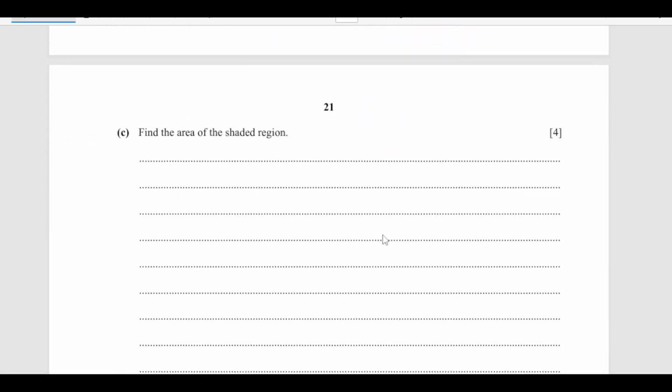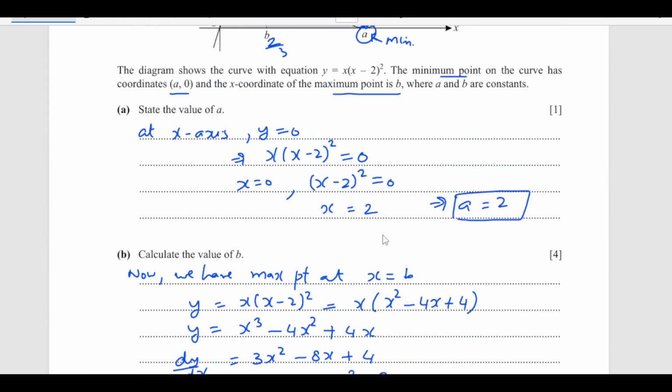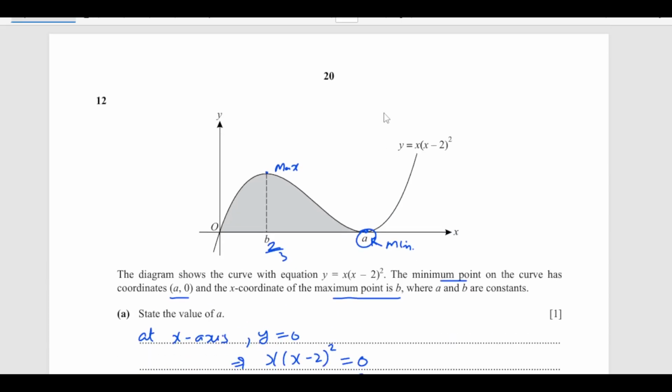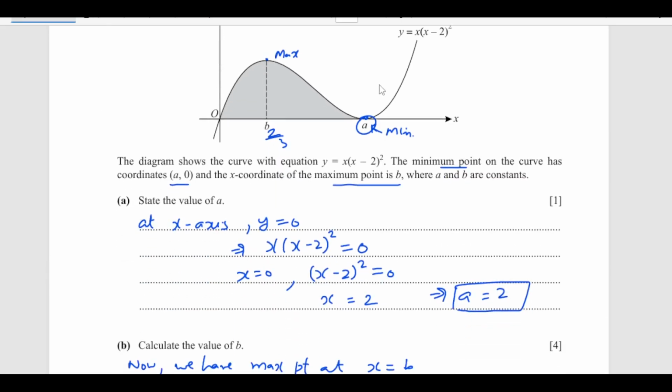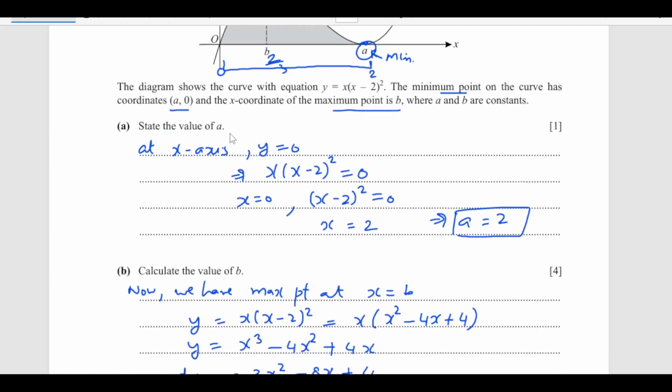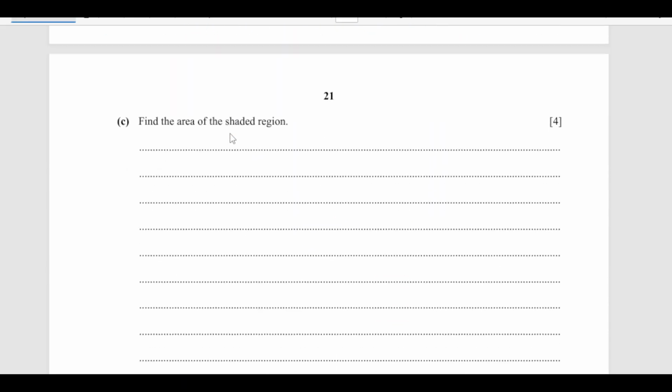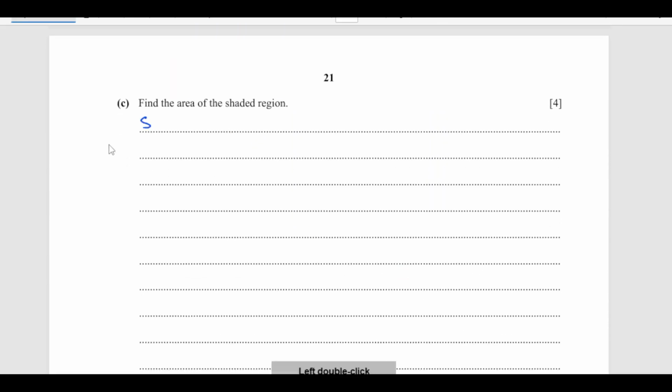Now, part C, find the area of the shaded region. If you see, this is the shaded region. For the shaded region we are just going to do integration, but we need to know the limit. The limit is from here to here, as the value of a is 2. So the limit is going to be from 0 to 2. Okay, so we will just integrate. So, the shaded area is the integration of the curve from 0 to 2.